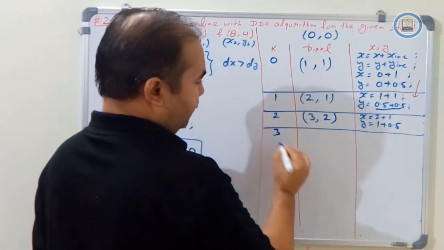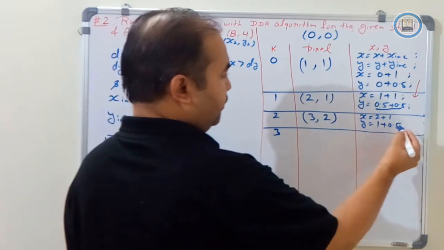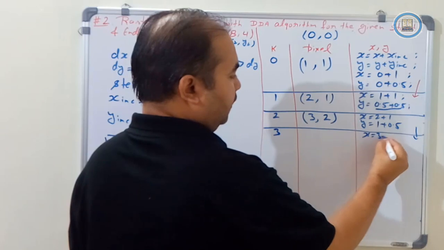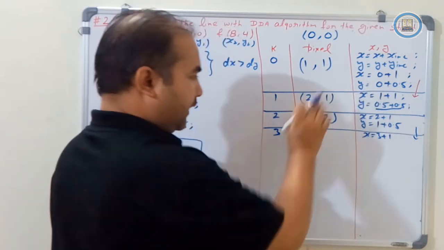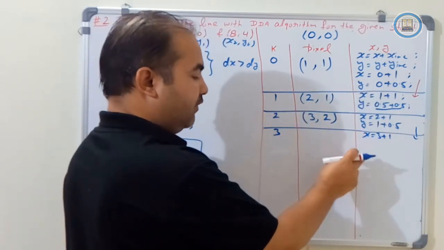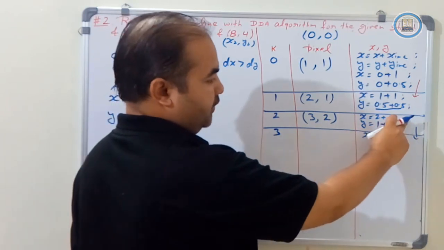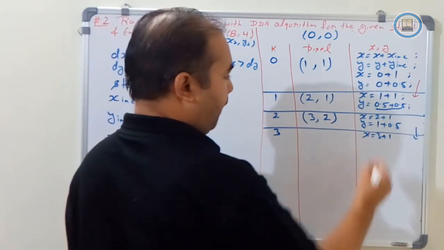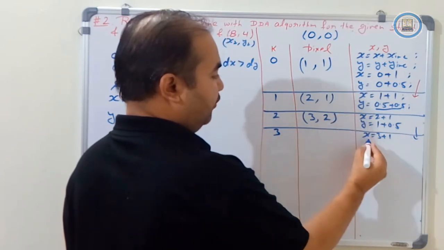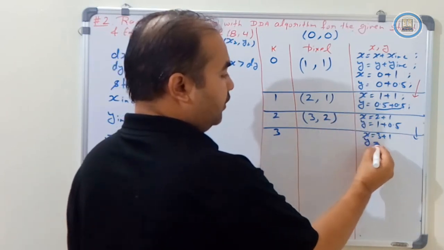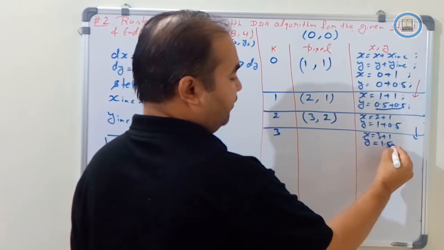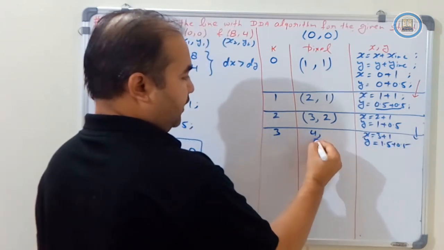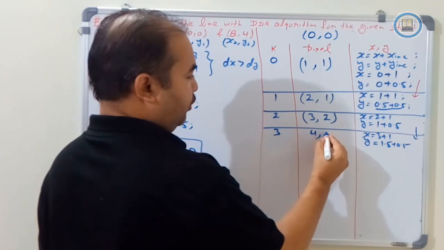For step number 3, we need to do the same thing and iterate again, x equal to 3 plus 1. Remember that the values of x and y we will need to calculate from this place. We will not use these values for the calculation because this is the pixel value. We have already rounded off the value. So y equal to 1.5 plus 0.5. So the pixel value for the third iteration will be 4, 2.